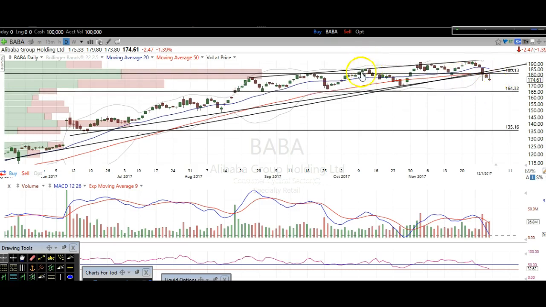I mean, that's the same as we dropped from maybe right here to right here, which actually we called for as well. So no big deal here, guys, at this point. I mean, could it head lower? Yeah, it can definitely head lower. But for right now, we're just targeting about 164 here on Alibaba.